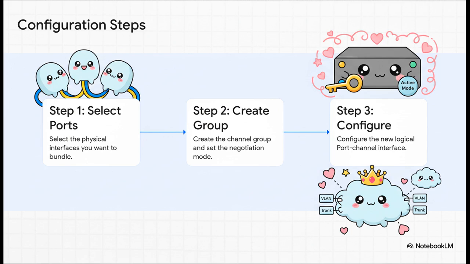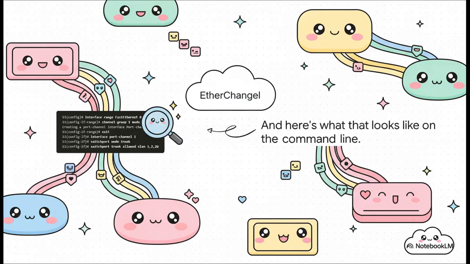And third, and this is the important part, you do all of your real configuration, like making it a trunk link on the new logical port channel interface that just got created. And here it is. This is what it looks like on the command line. First, you see interface range FastEthernet 0/1-2. That's us selecting our 2 ports. Then comes the magic command, channel-group 1 mode active. The switch immediately tells us it's creating the logical interface, port-channel 1. And then we just go into that new interface and configure it just like any other port. In this case, we're making it a trunk. It really is that clean and simple.